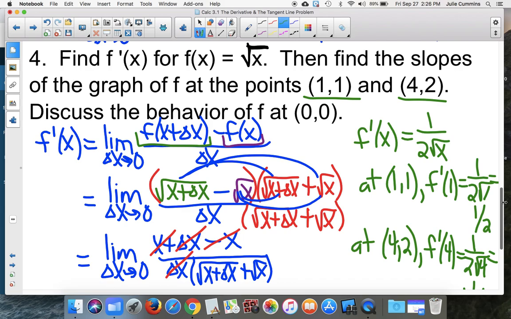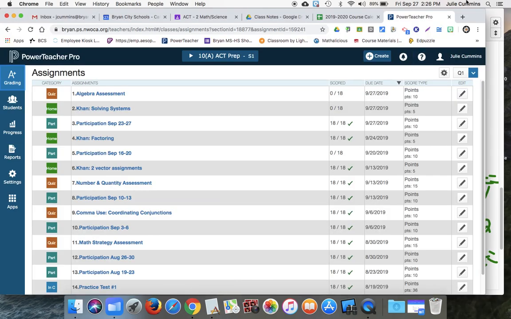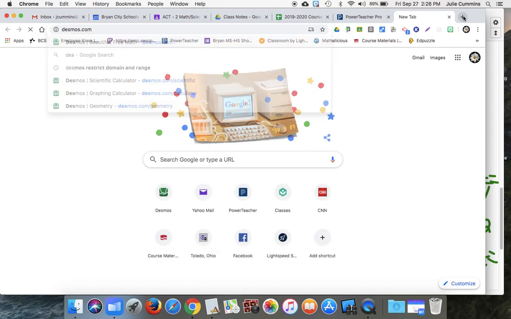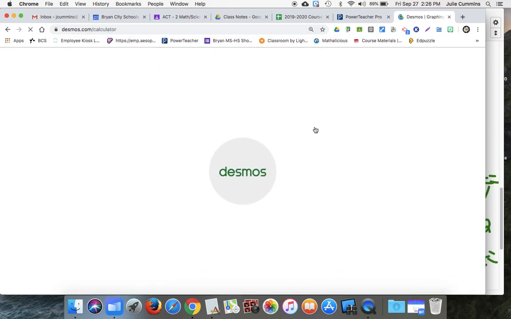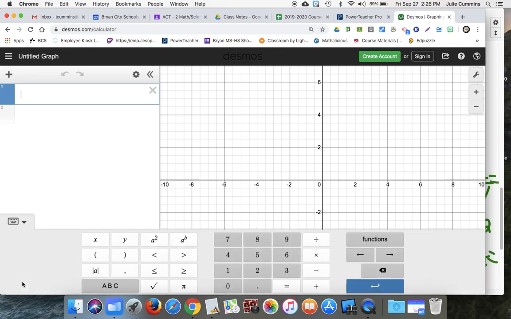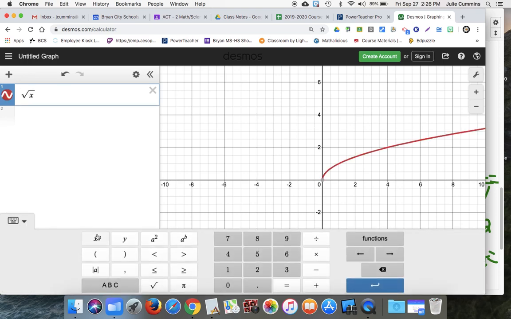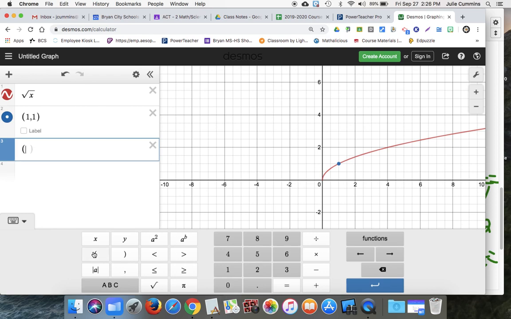So let's pop over to Desmos. I don't have Desmos up. Just give me half a second here. Okay, so this function was the square root of x. We were looking at the point (1, 1) and at the point (4, 2). Okay, so if you were able to think about drawing the tangent line at (1, 1), it would have a slope of 1/2. And then the tangent line at that point (4, 2) would have a slope of 1/4, which you can kind of see from the graph looks about right.